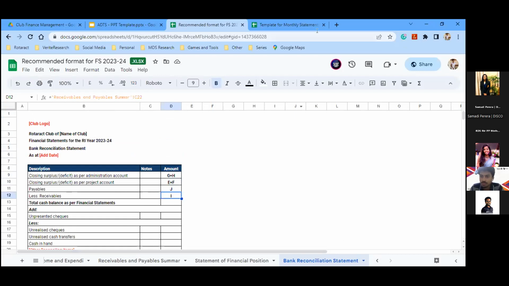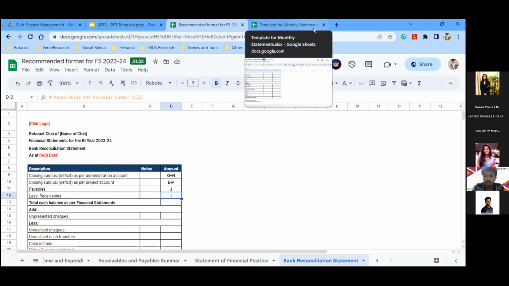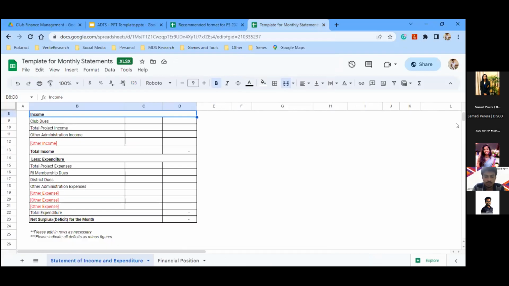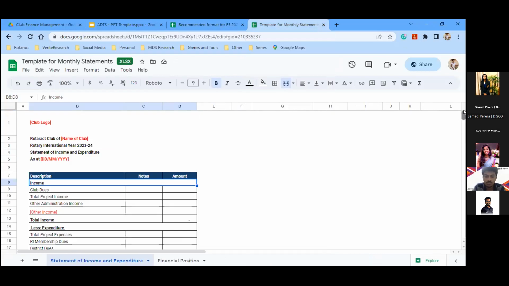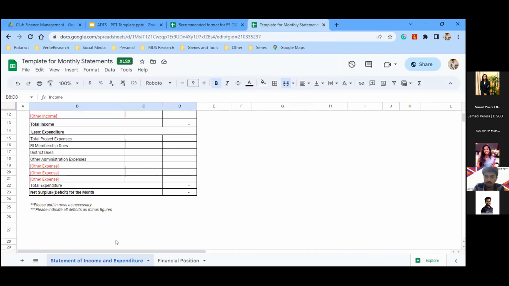Right. So these are the formats. Now we move on to the last one, the monthly statement. There are two statements: your income and expenditure, and your financial position.